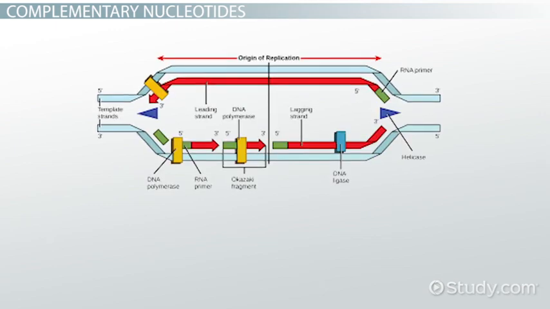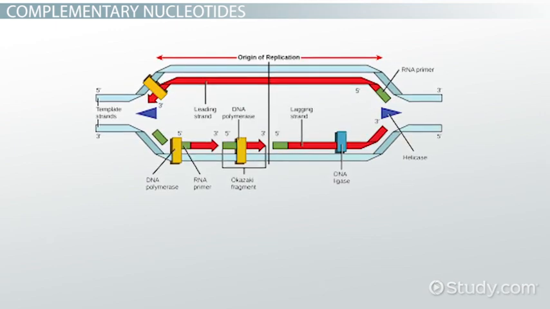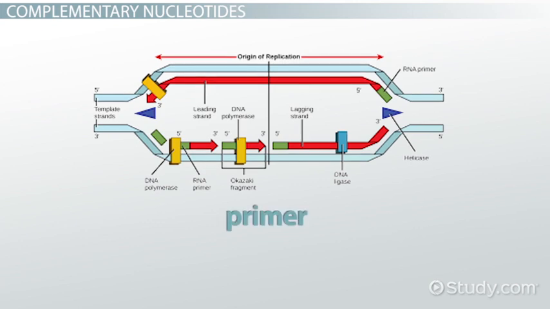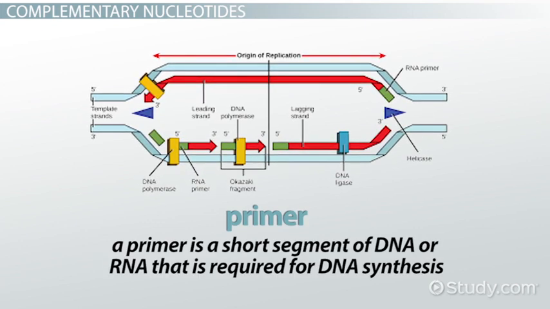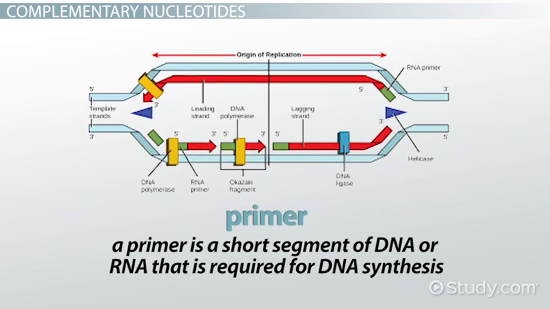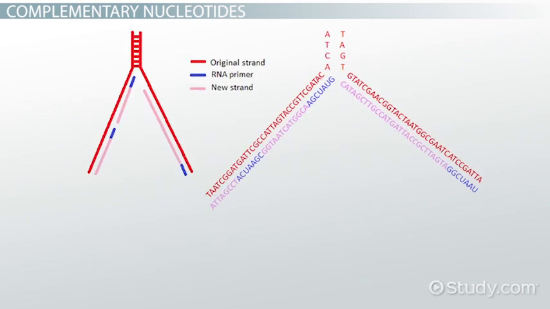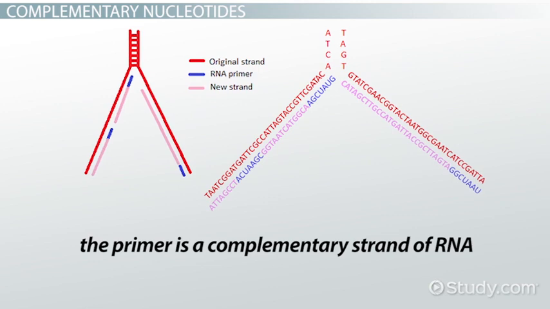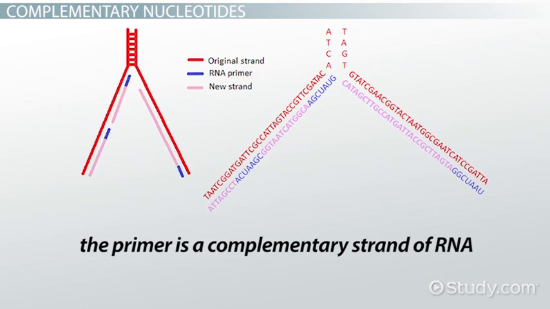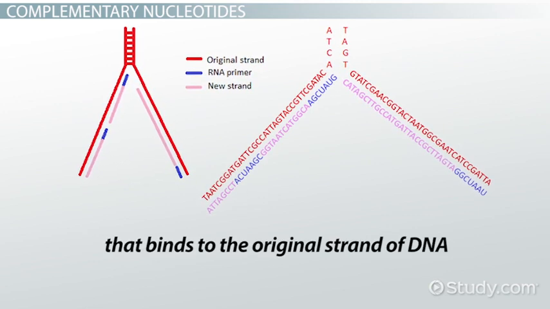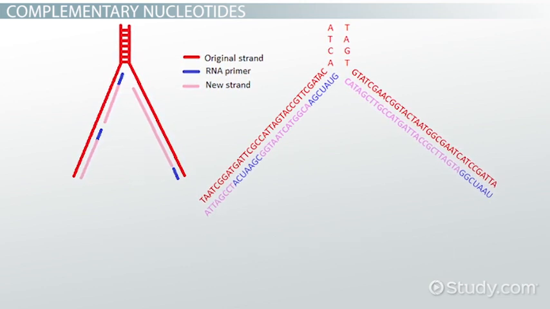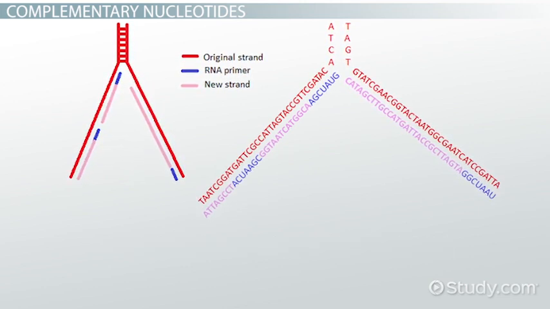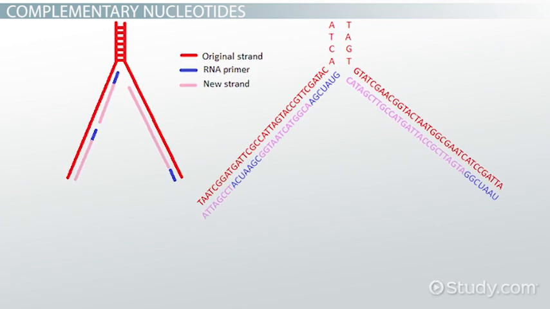So, before DNA polymerase can start synthesizing new DNA, a primer must be made. In general, a primer is a short segment of DNA or RNA that is required for DNA synthesis. In DNA replication, the primer is a complementary strand of RNA, shown in blue, that binds to the original strand of DNA, shown in red. By creating a small segment of complementary nucleotides, DNA polymerase now has a site that it can bind to.